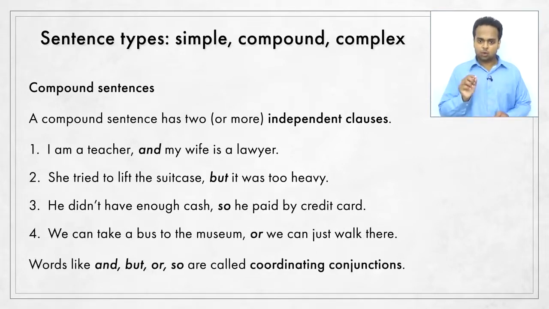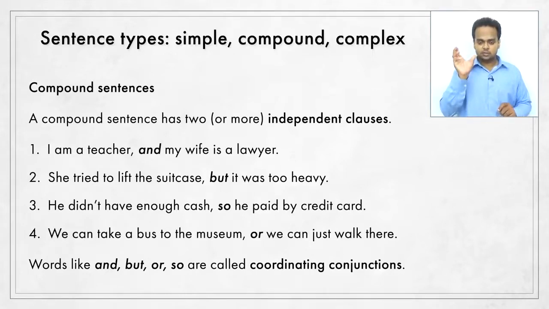Now, the connecting words that you see in these examples, and, but, so, or, etc., these words are called coordinating conjunctions. That's a fancy word, but it just means that these are connecting words that connect two independent clauses. And there's another important point here. You see that in all of the examples, when we connect the two independent clauses, we put a comma after the first clause.